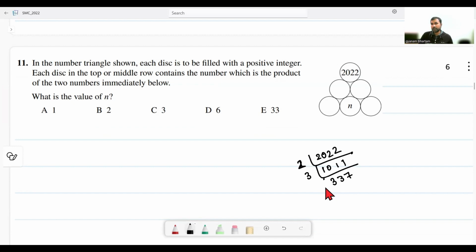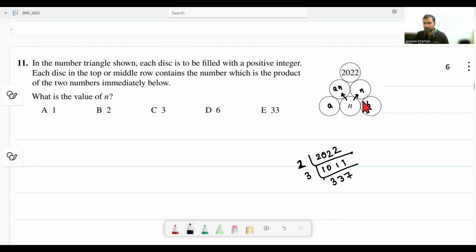And 337 should be a multiple of something, most probably. Because yes, 337 would be here, and we have to divide it into 2 parts. What are the possibilities? For example, if I write 2, 3, and 337, this will make it 337n. So we will have n squared. Remember one thing: this will also have n, this will also have n. Let us assume this is a, this is b, so this is an.